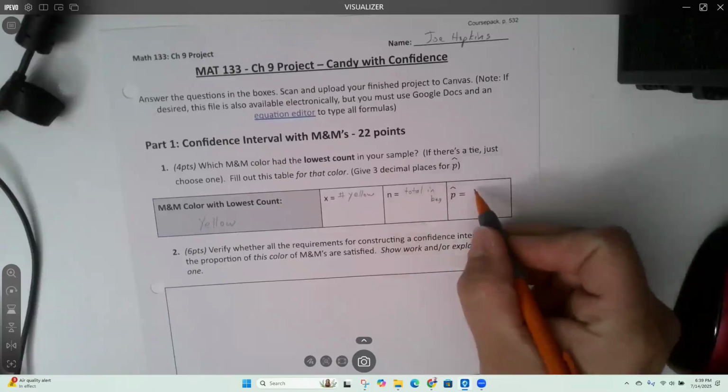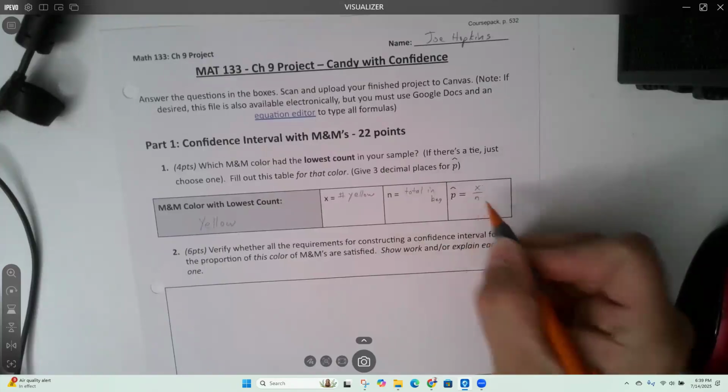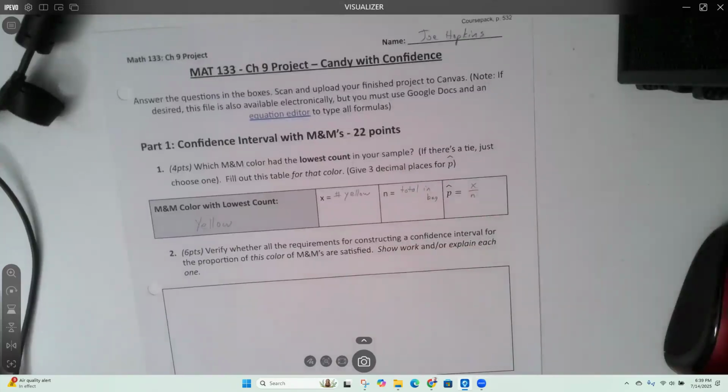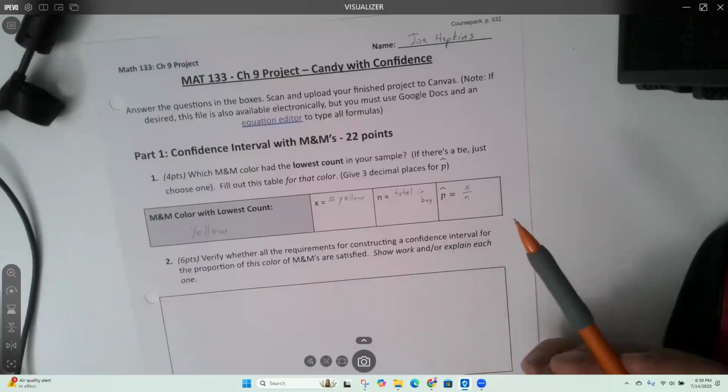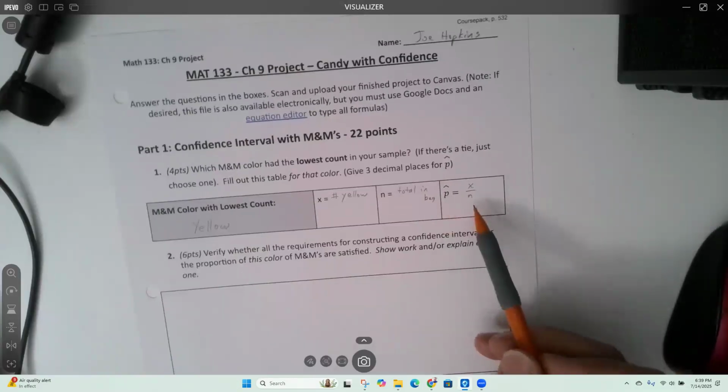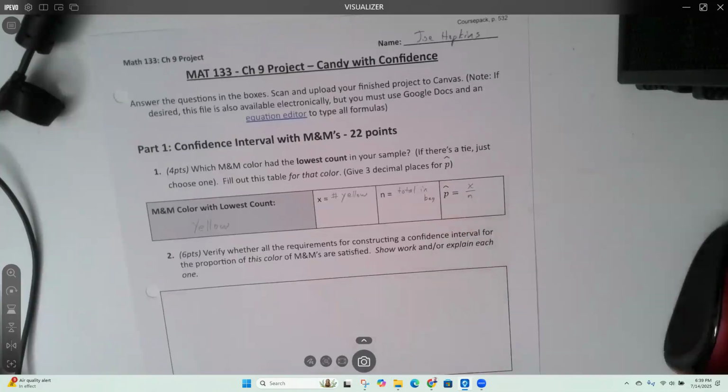All right. p hat is going to be x divided by n. Okay, that gives you p hat. Okay, that's the estimate. That is the statistic for the probability. Okay, the probability of yellow. So if I was to randomly select an M&M out of the entire population of all the M&Ms in the entire world, what's the probability that I get a yellow? There's a probability for that, and that's the parameter. My p hat is a statistic which is going to estimate it.